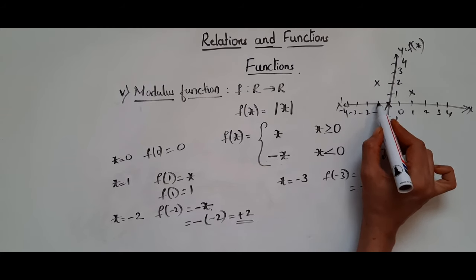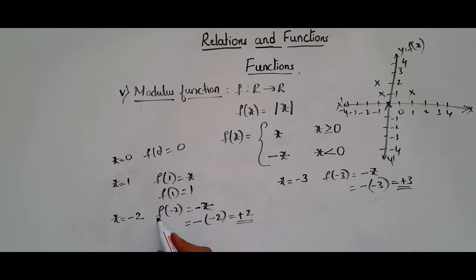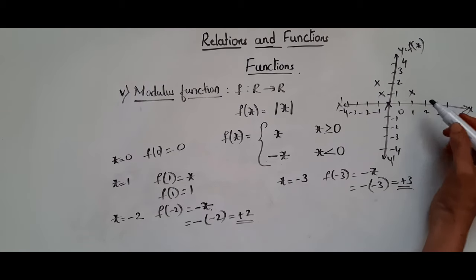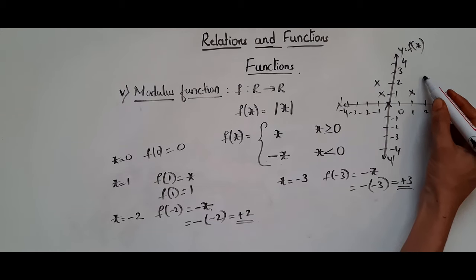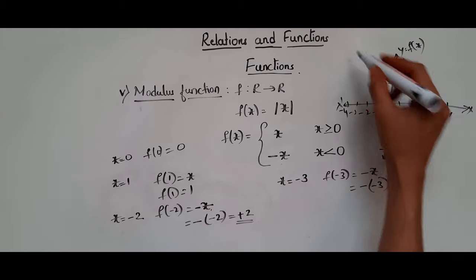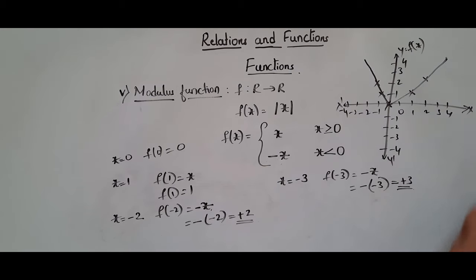So when x is minus 1, y will be plus 1. Similarly, when I take x equal to 2, your y will be plus 2 itself. When it is positive, you will get positive. So when x is 2, y is 2. So this point. When you join all these points, your graph would look like a V.